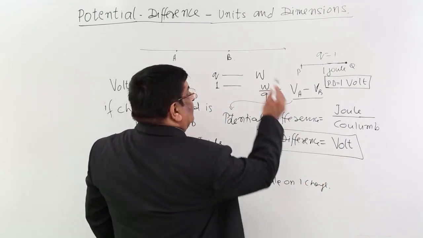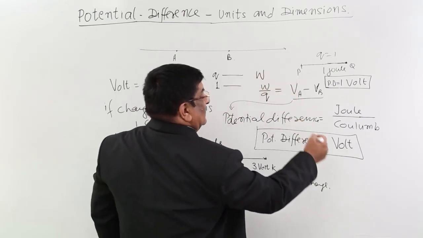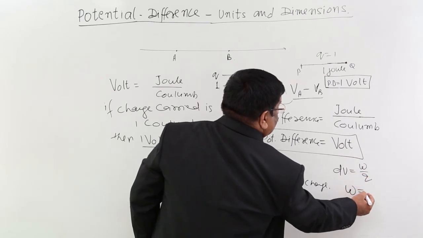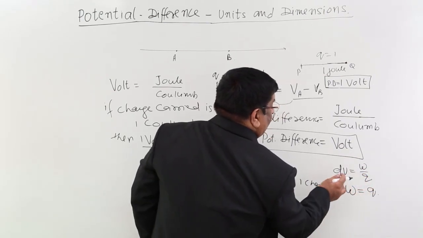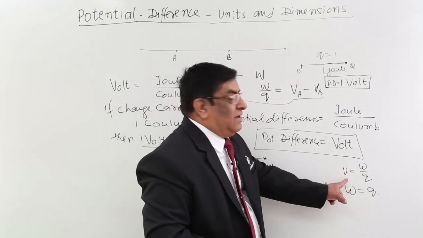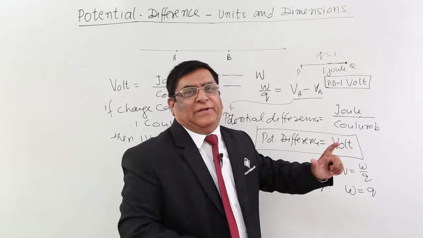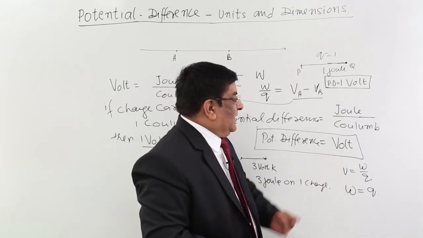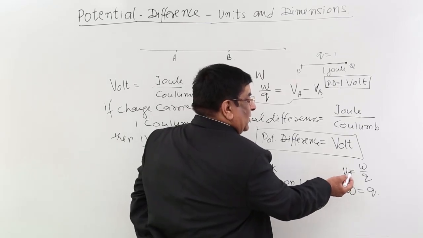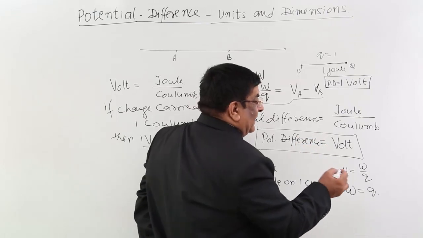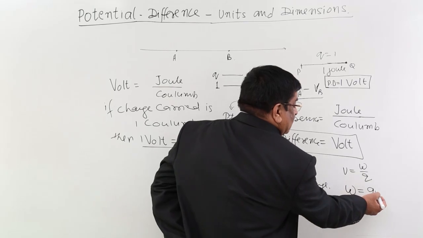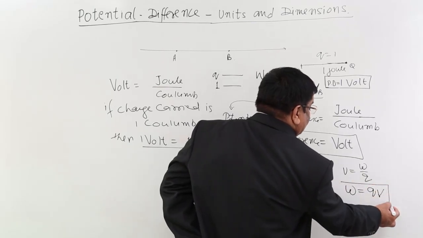So now this gives me an equation, and that equation is dV equal to W upon Q, and W is equal to Q multiplied by V. Let me write it only V for simplicity, and this V from now onward we will take as potential difference. If I don't write A or B, P or Q, the names of the points, then it will be taken as potential difference henceforth. So work done is equal to Q into V.